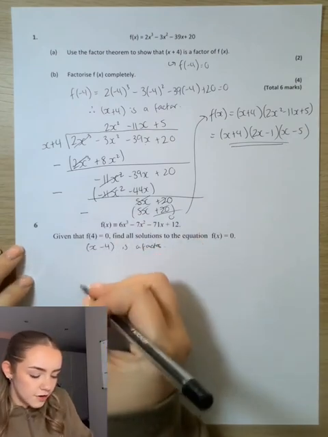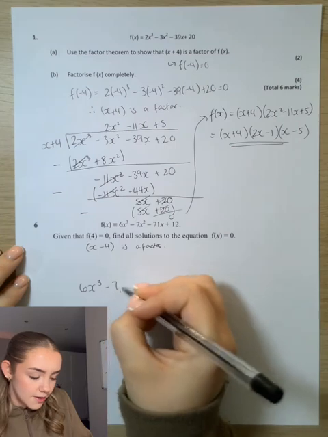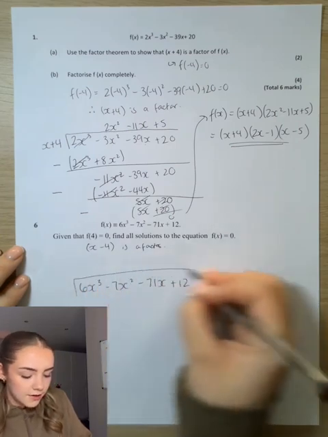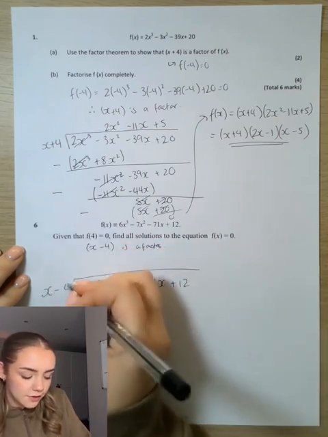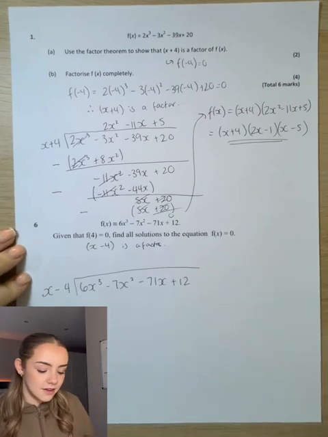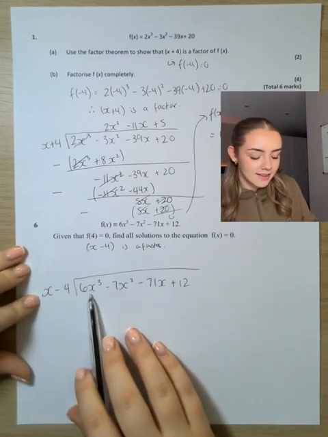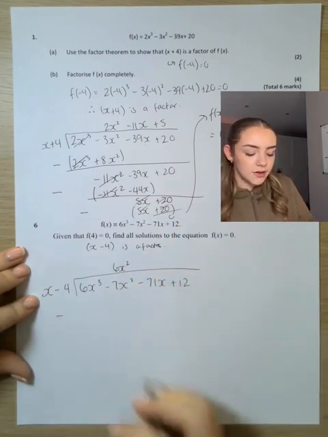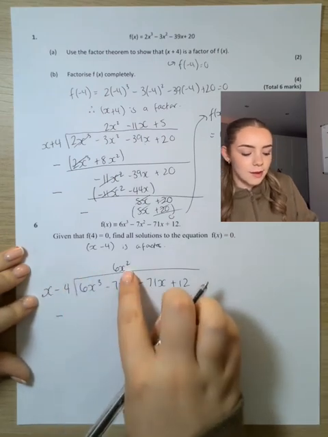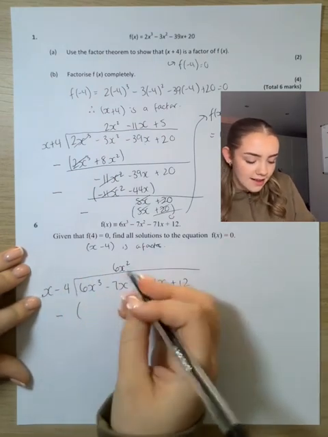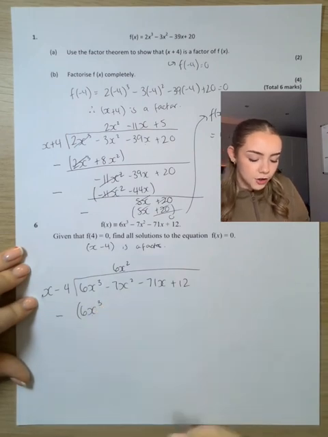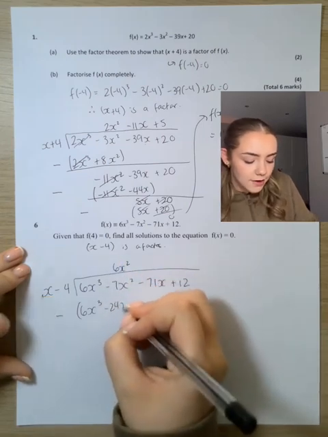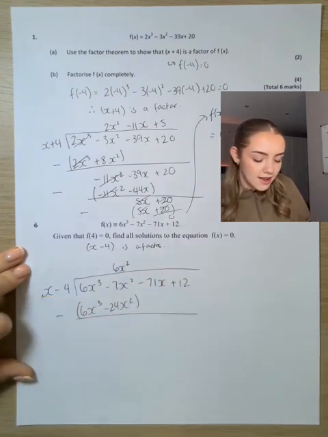So we've got our function 6x cubed minus 7x squared minus 71x plus 12. Divide it by x minus 4 to take that factor out. Again, like we did with the last one, to get from x to 6x cubed, we must have times it by 6x squared. So we're going to take away our factor multiplied by 6x squared. So x times 6x squared is 6x cubed. Minus 4 times 6x squared will be minus 24x squared. And we'll take these away.